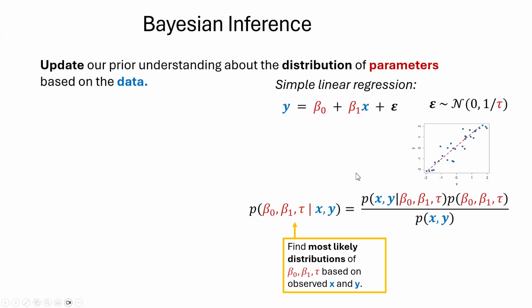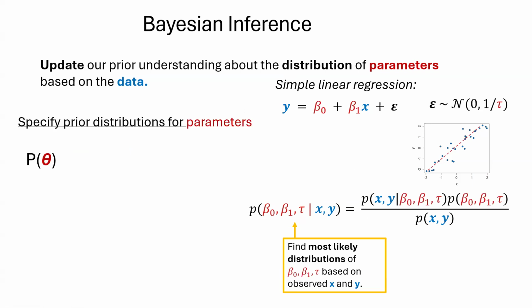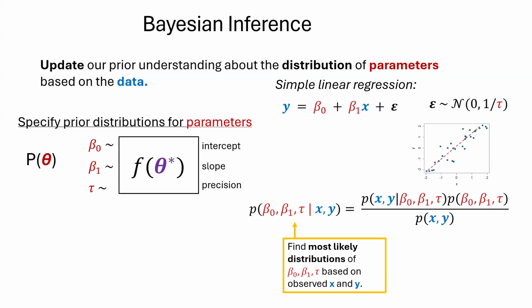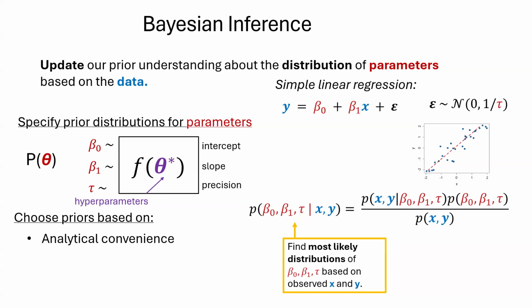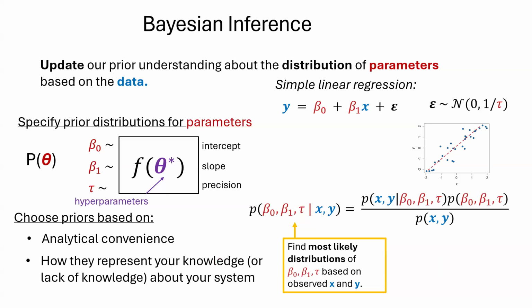So in order to do that, we first have to define some kind of prior distribution for our parameters. That's usually going to be some kind of probability density function that has a set of what are called hyperparameters. These are usually values that represent your level of expectation and certainty about your expectations. So the choice of priors comes from a combination of analytical convenience, what makes the model work, and most importantly, how they represent your prior knowledge or lack of knowledge about your system.